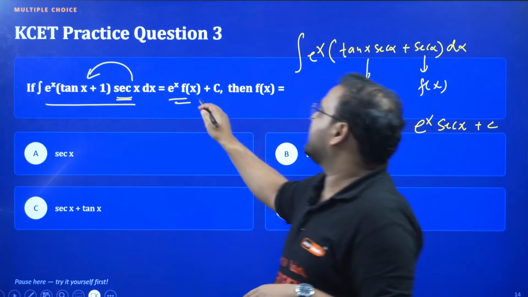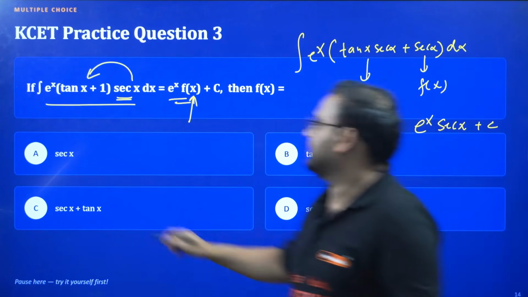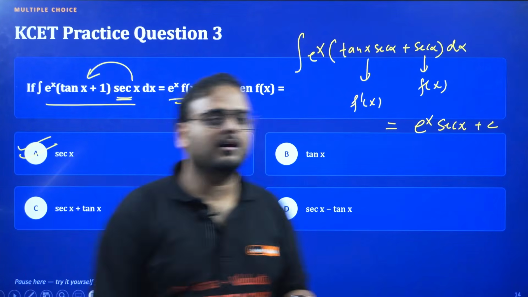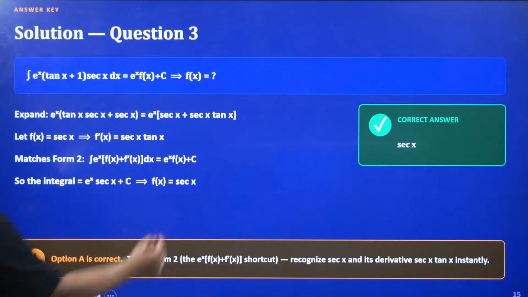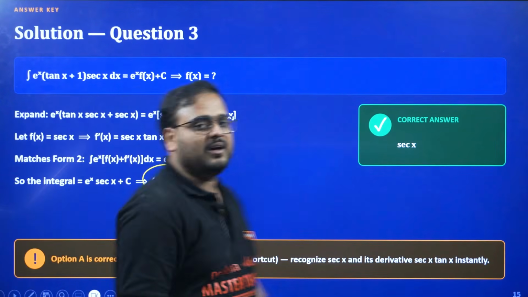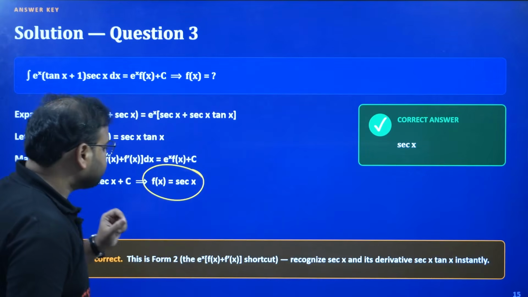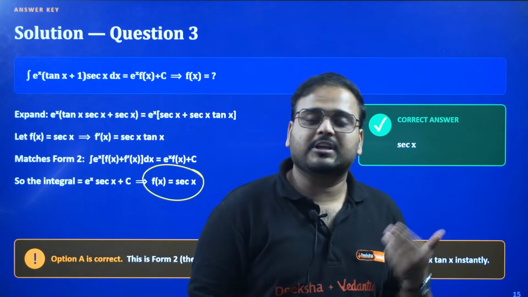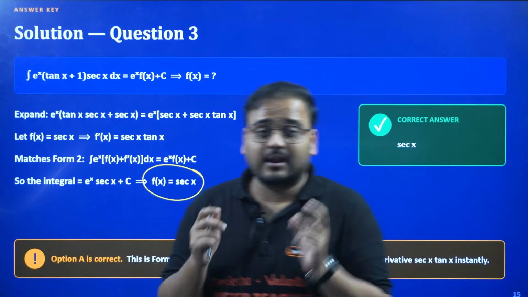They're asking you to compare this with fx and write the value of fx. What is my answer then? Clear, sir. Answer is option A. Secant x is the answer. Check. This is about our integration by parts and the various forms and various questions involved in the different forms. All right, so let me know how was this session.